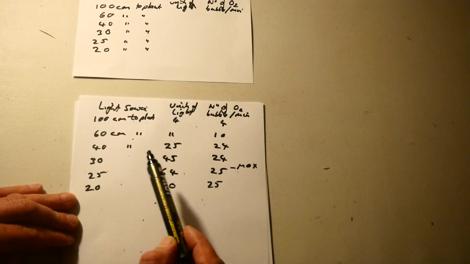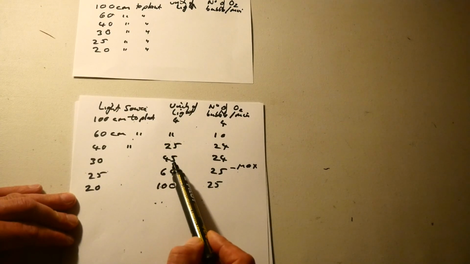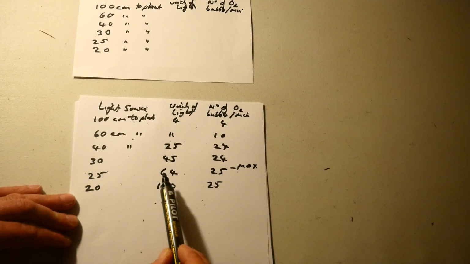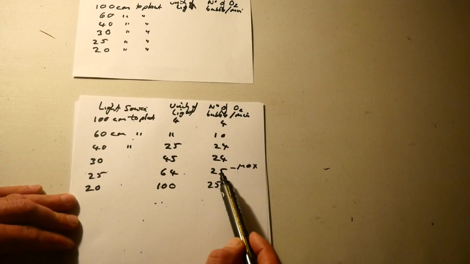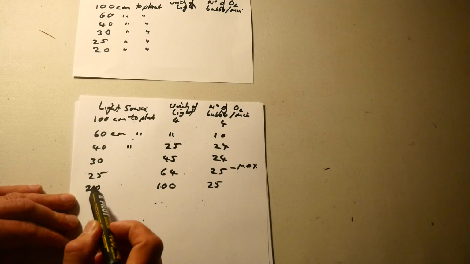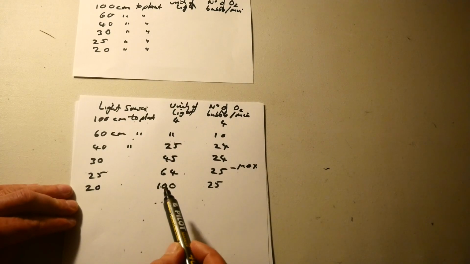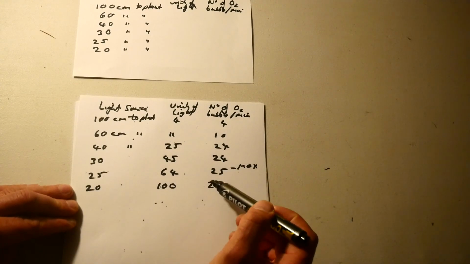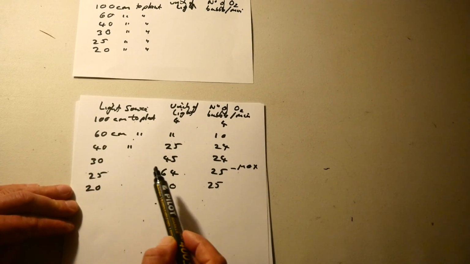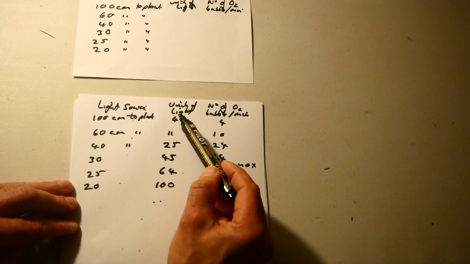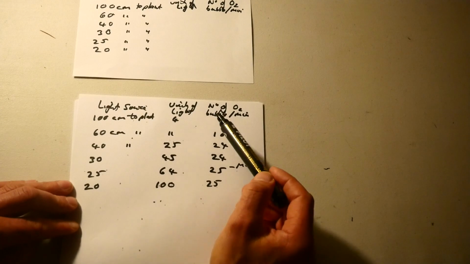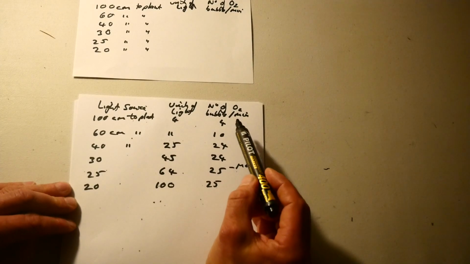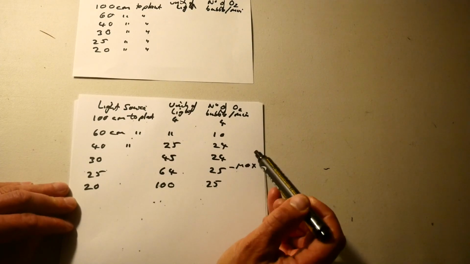When it's 30 centimeters from the plant, you get 45 units of light and 24 bubbles per minute. At 25 centimeters from the plant, you get 64 units of light and 25 oxygen bubbles per minute. When it's moved to just 20 centimeters from the plant, it's 100 units of light, you get 25 oxygen bubbles per minute. So the maximum is 25. So as the light source moves closer to the plant, the number of units of light gets bigger and bigger. The number of oxygen bubbles per minute gets bigger, but it reaches the limit at 25.